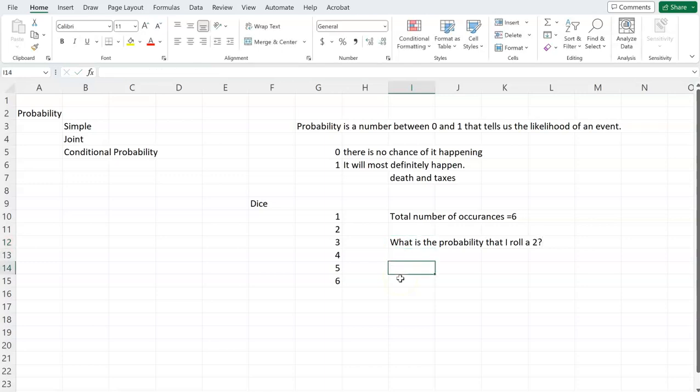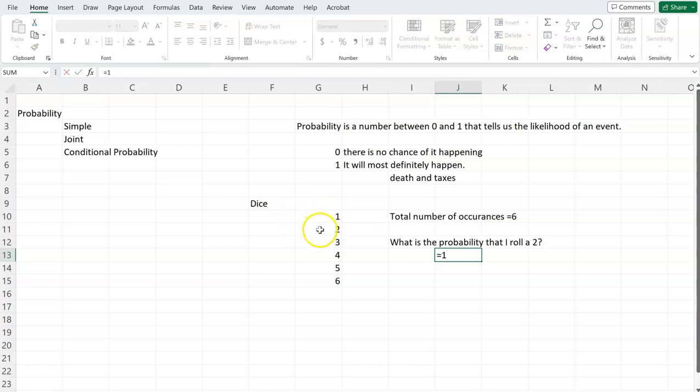And if I want to know what is the probability I roll a 2? If I count my dice, there's only 1 occurrence of 2. So the numerator is going to be how many times the number 2 shows up, which is just once, divided by the total number of occurrences, which is 6. So I get my probability will be 0.16.